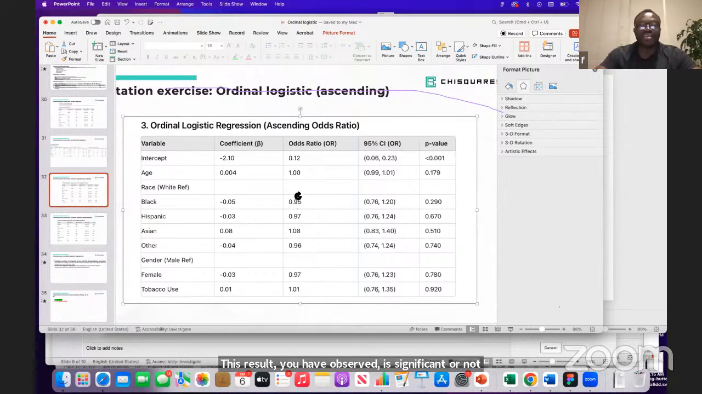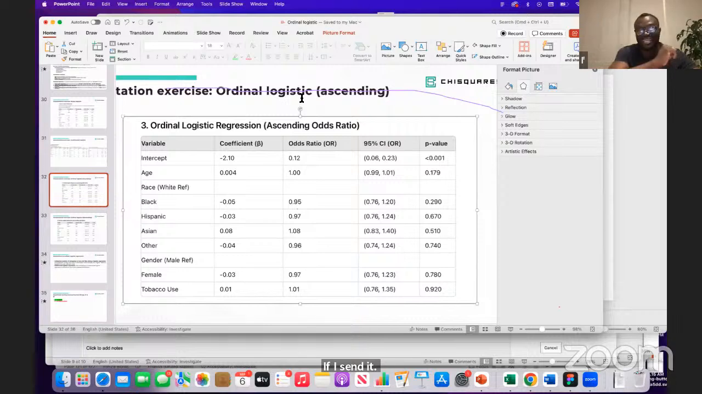So we will look at this number. We're going to say blacks had 0.95 times lower odds. Why is it lower? Because it's less than 1, compared to whites, of reporting increasing support. Why is it increasing? Because it's ascending. It's ascending based on how we selected it, not based on the confidence interval. This has nothing to do with whether it was ascending or descending.